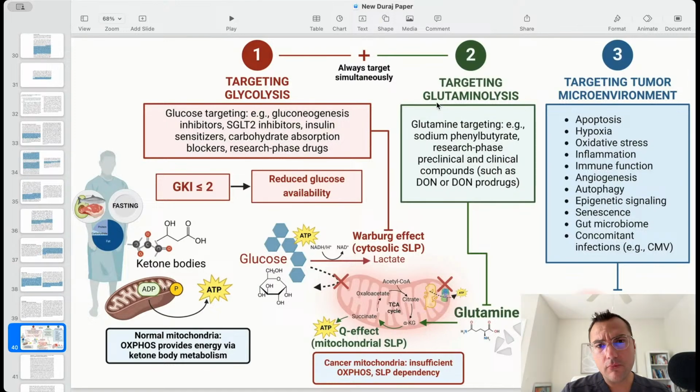And then targeting glutaminolysis, either via DON or DON-like compounds or sodium phenylbutyrate. Again, this is where I have to say that there are a lot of other things that I think could be beneficial here. We've talked about many of those things on multiple videos.